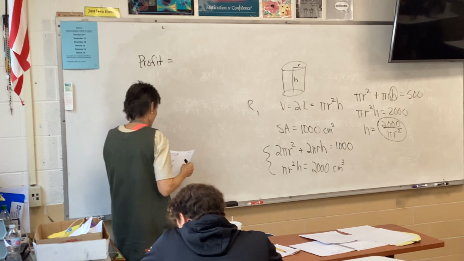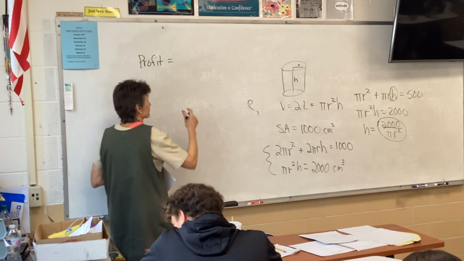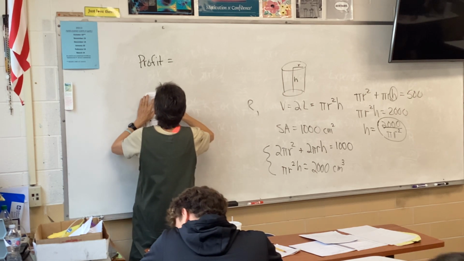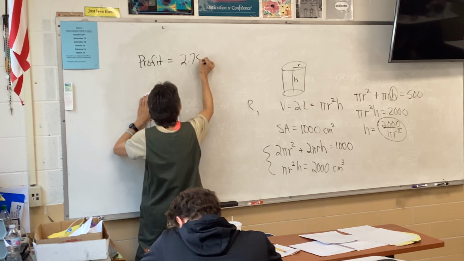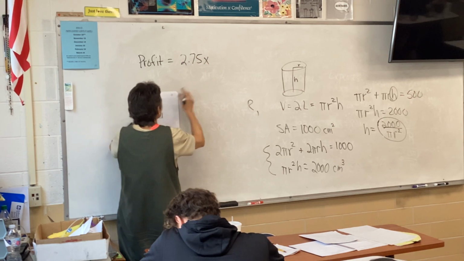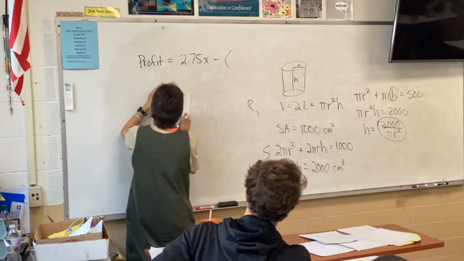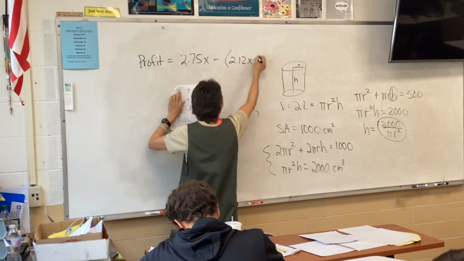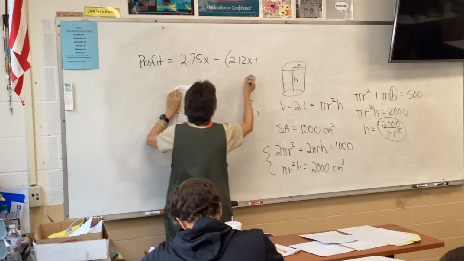What did we say profit was? The income minus expenses. Okay, what's our income? We're selling them for $2.75 each, so there's our income. What's our expense? 2.12x plus the additional 3,000.